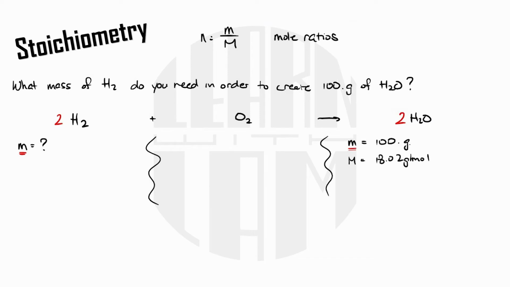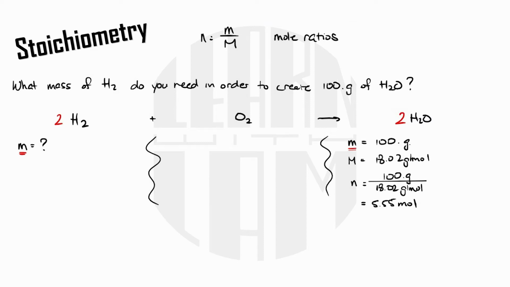We'll use our mass to mole equation here as shown above, so 100 grams divided by 18.02 grams per mole gives me 5.55 moles of water. Just a quick note that you do not include the coefficient in your molar mass calculations.